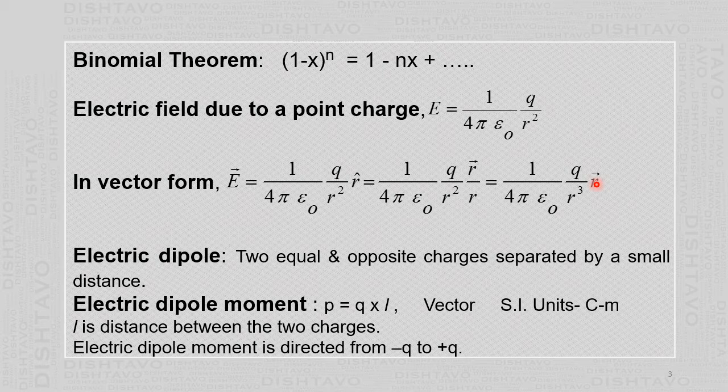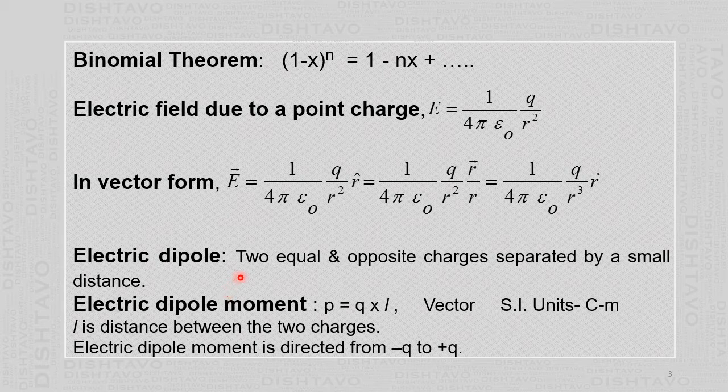Now let us see what is the electric dipole. An electric dipole consists of two equal and opposite charges, plus q and minus q, separated by a small distance. So the distance between them is very small. Now why the distance is very small, I will come to that a little later.